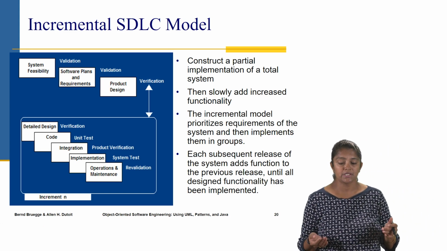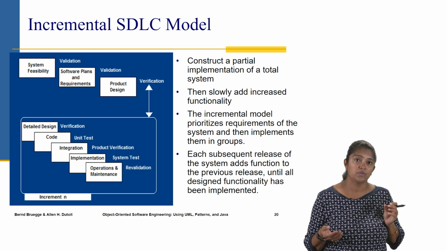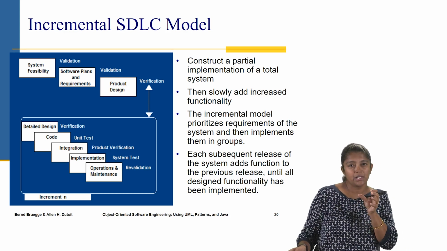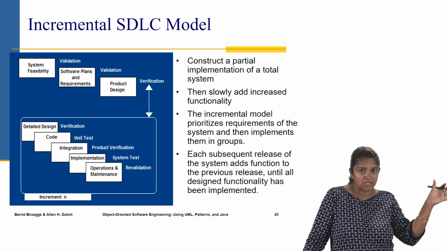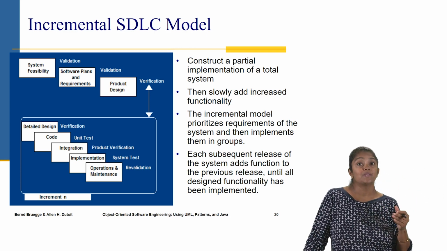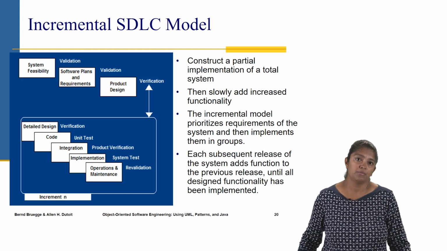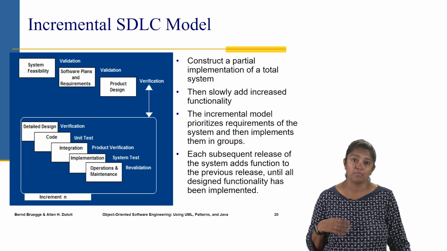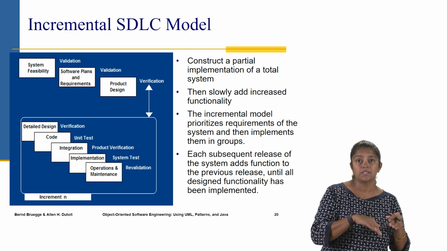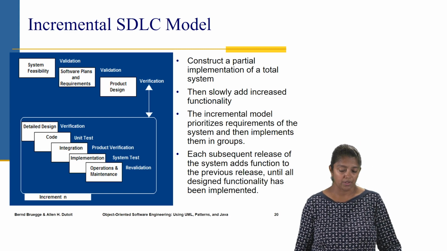And the first one in it is called the incremental SDLC. So here the idea is to construct a partial implementation of the total system. So basically build it in bits and pieces, and then slowly add more functionality as we go. That's why it's called the incremental model. And then that way we are able to prioritize and implement the most important features first, and then in subsequent releases add new functions or other functions that may not be as important.